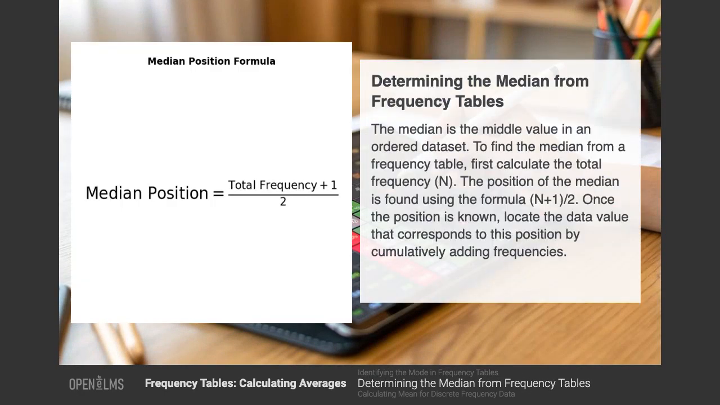Determining the median from frequency tables. The median is the middle value in an ordered dataset. To find the median from a frequency table, first calculate the total frequency, n. The position of the median is found using the formula (n plus 1) divided by 2. Once the position is known, locate the data value that corresponds to this position by cumulatively adding frequencies.